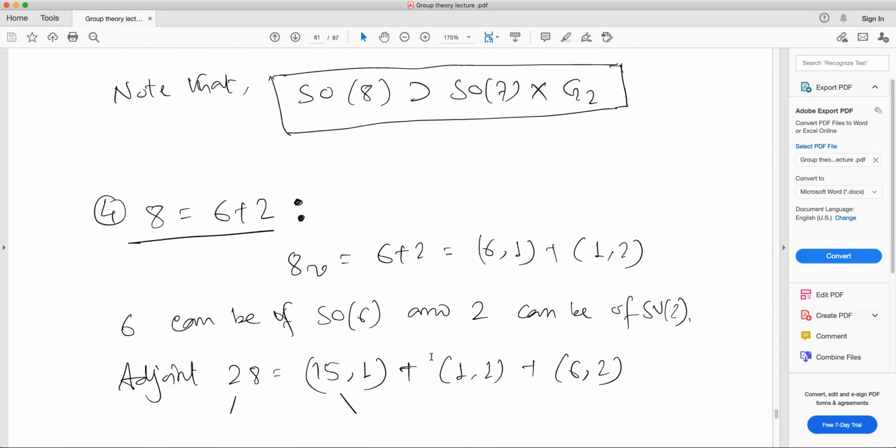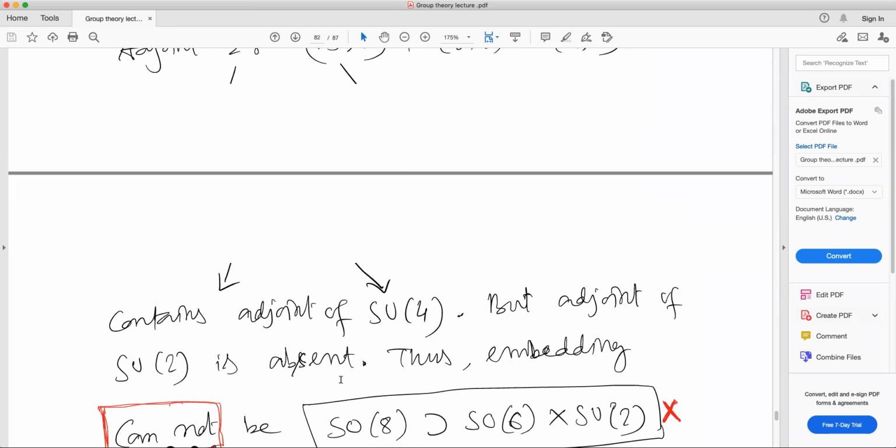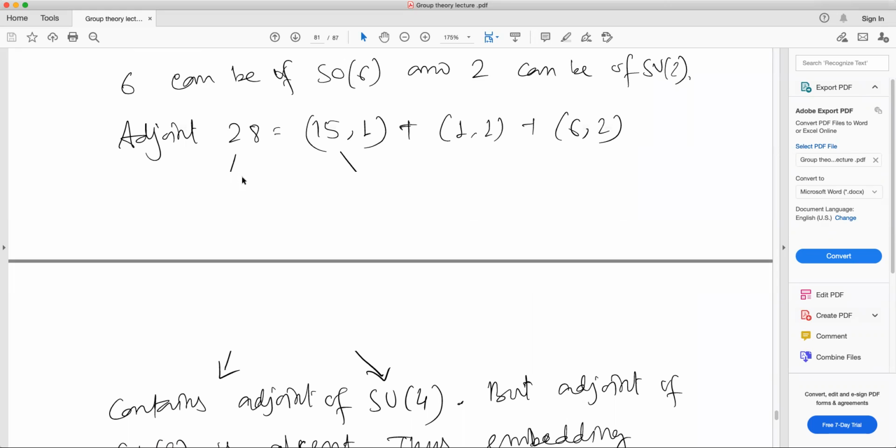Okay. So the next partition is 6 plus 2. If you write down 8 as 6 plus 2, or like 6, 1 plus 1 plus 2, then 6 can be of SO6 and 2 can be of SO2 in the primary notion. Interestingly here, you can see that the 28 contains the adjoint of SU4, because 28 is the adjoint of your SO8 and your 15 is the adjoint of SU4, that is fine. But there is no adjoint of SU2.